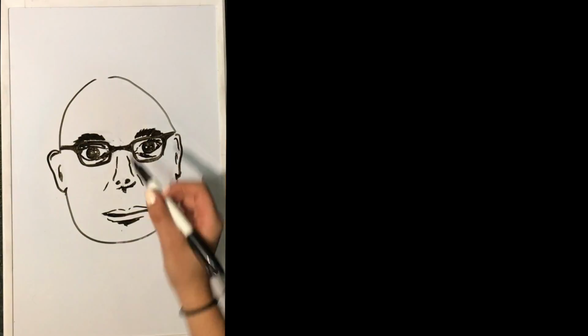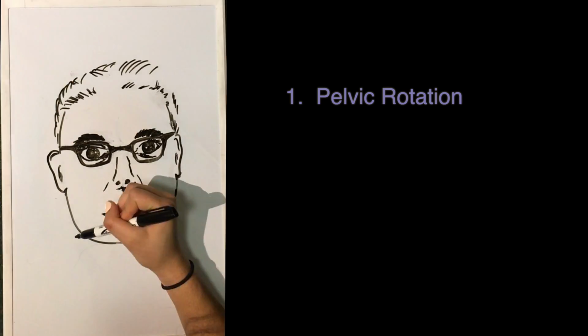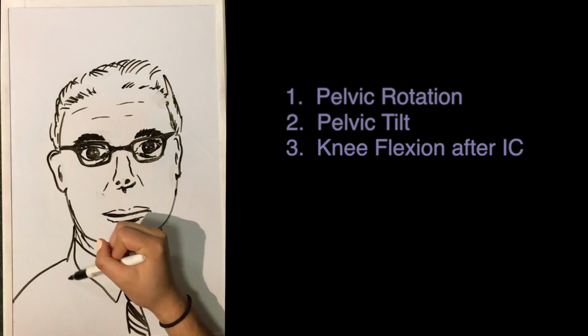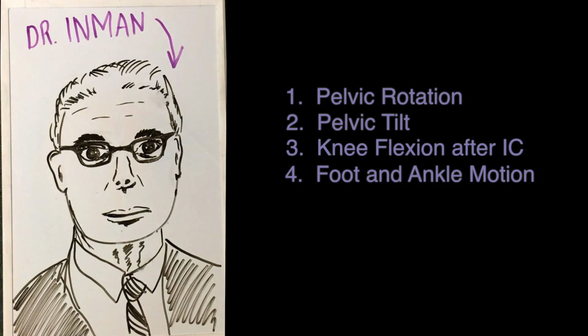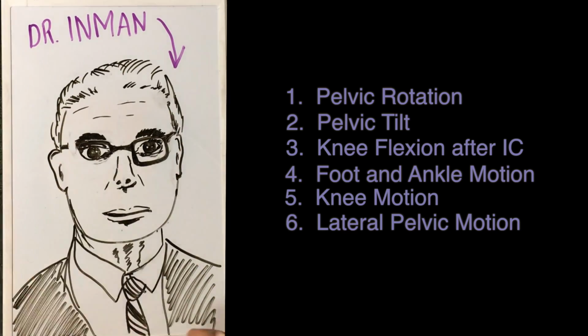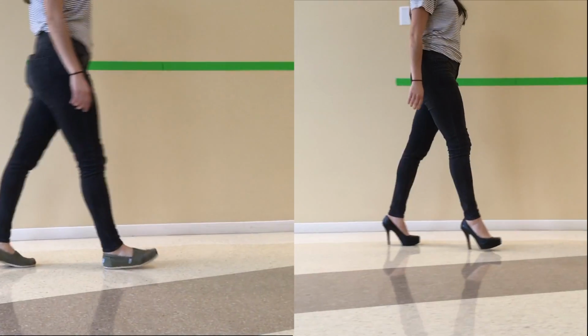The 6 determinants of gait, as first introduced by Saunders, Inman, and Eberhard, affect energy expenditure and the mechanics of walking. The 6 determinants of gait are as follows: pelvic rotation, pelvic tilt, knee flexion after initial contact, foot and ankle motion, knee motion, and lateral pelvic motion.